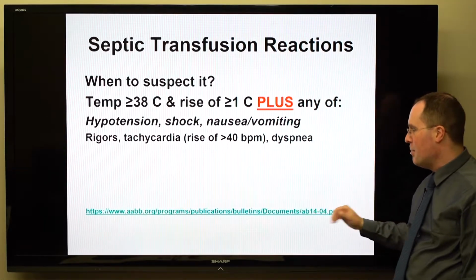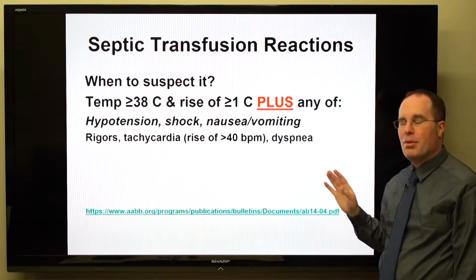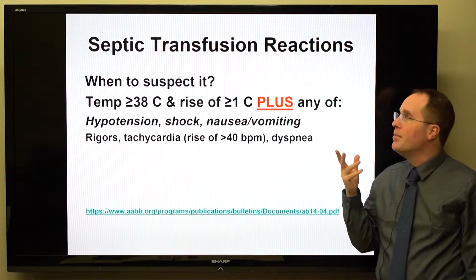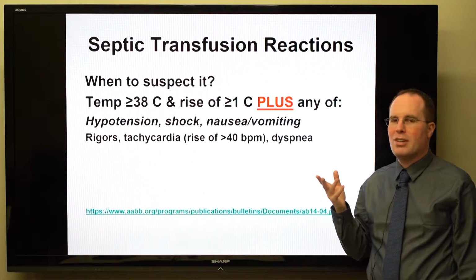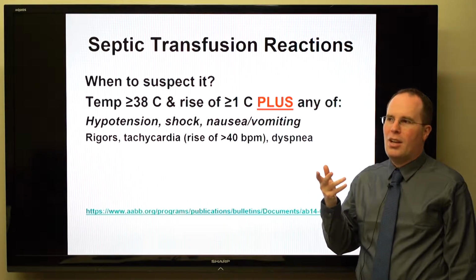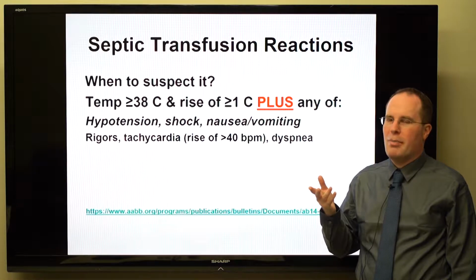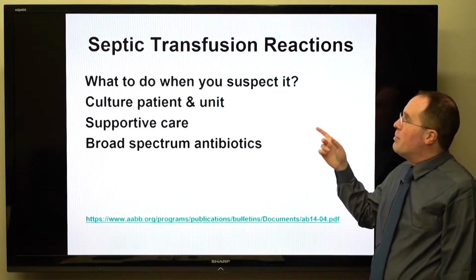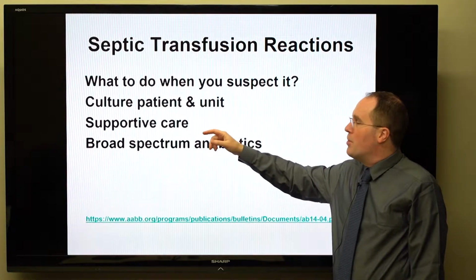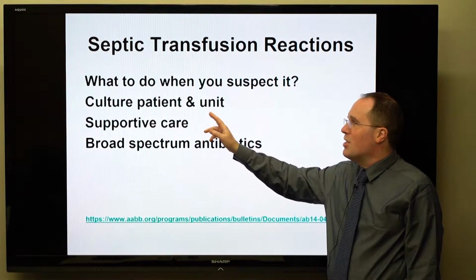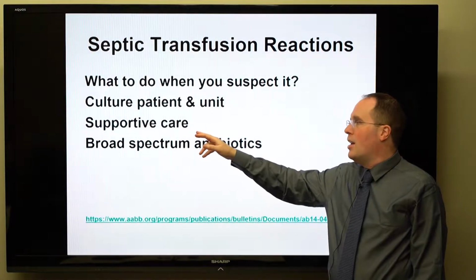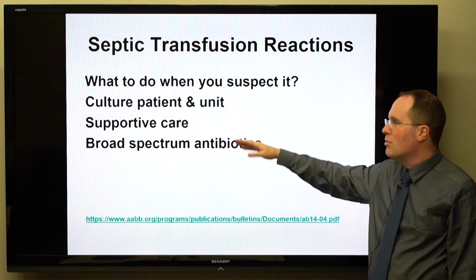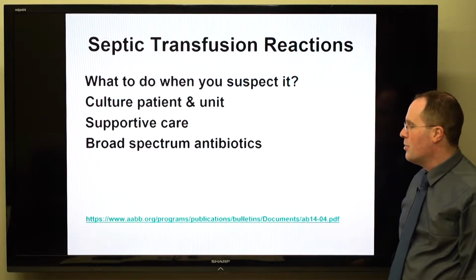And there's a nice AABB bulletin that helps guide you through when should I suspect a septic transfusion reaction due to bacterial contamination, and when should I do a blood culture on the patient and the unit. So when you suspect a septic transfusion reaction, we need to culture the patient and the unit, assuming there's anything left in the unit. They may need supportive care, especially with their blood pressure, and after drawing the cultures, give them broad spectrum antibiotics.